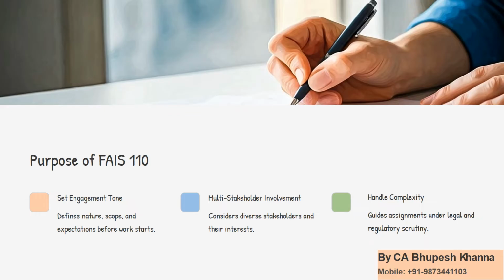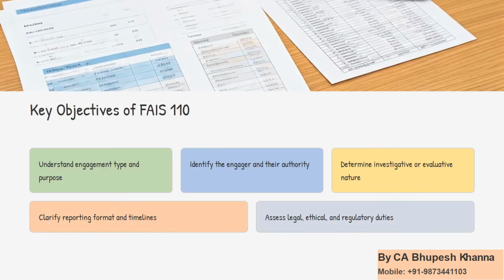Why is this important? Because forensic assignments are often complex, involve multiple stakeholders, and may be conducted under legal or regulatory scrutiny. Next is Key Objectives of FAIS 110. This standard helps a forensic accountant to understand the type and purpose of the forensic engagement, identify who has engaged the practitioner and their authority, determine whether the engagement is investigative or evaluative in nature, clarify the reporting expectations, format, and timelines, and assess any legal, ethical, or regulatory obligations.